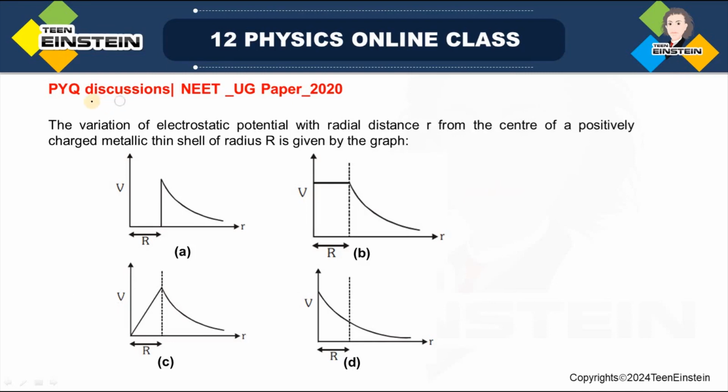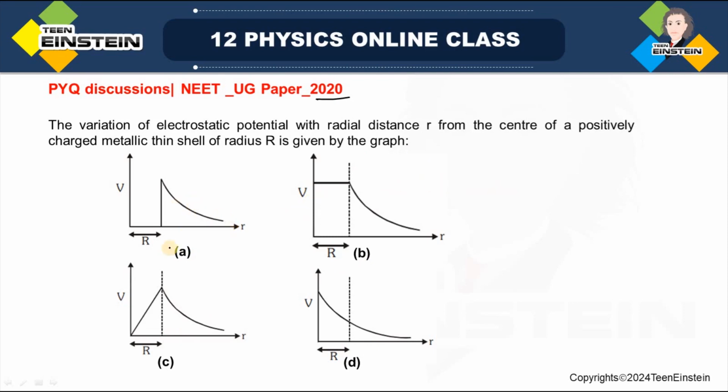Students, welcome to the POQ discussions on NEET UG papers. Let us discuss a question from NEET UG paper 2020. The question says: the variation of electrostatic potential with radial distance small r from the center of a positively charged metallic thin shell of radius capital R is given by the graph A, B, C or D. You have to find out the correct one.